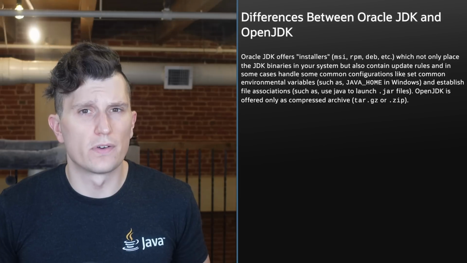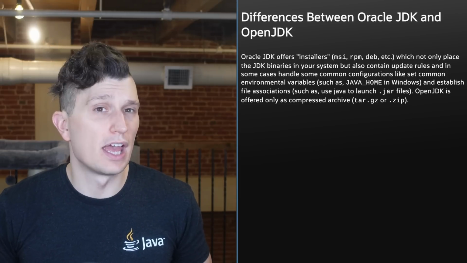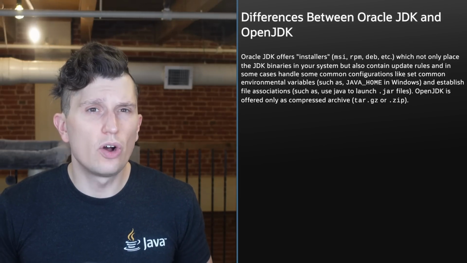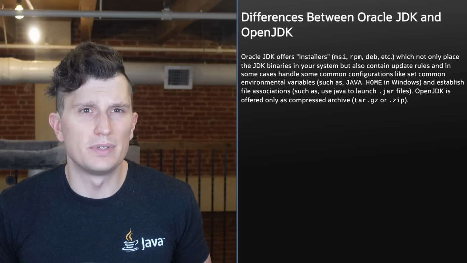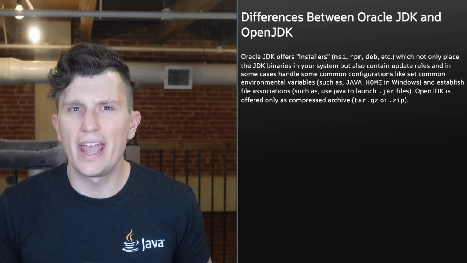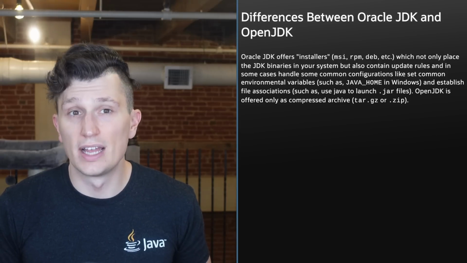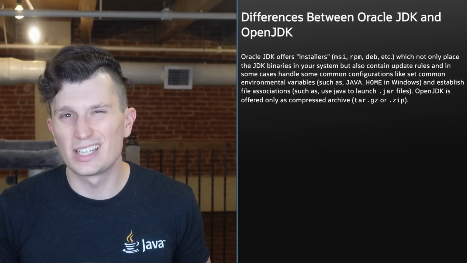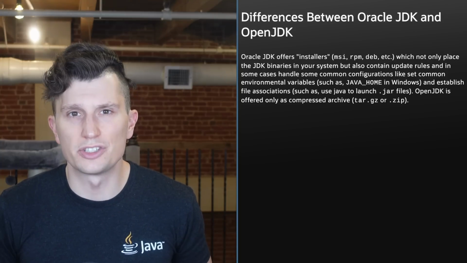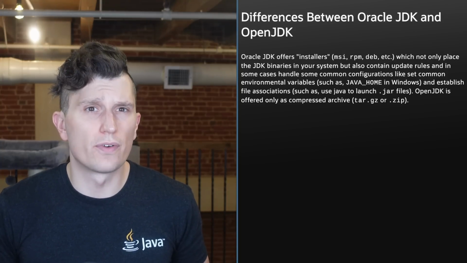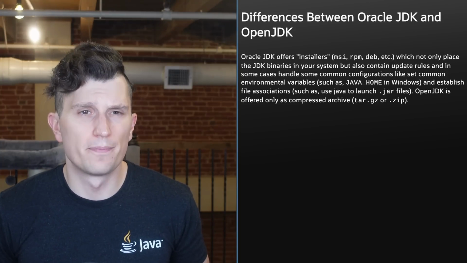Differences between the Oracle JDK and OpenJDK binaries try to be minimized, but there are a few. Oracle JDK offers installers, MSI, RPM, Deb, etc., which not only place the JDK binaries in your system, but also contain updates, rules, and in some cases handle some common configurations, like setting common environment variables such as JAVA_HOME in Windows and establishing file associations. OpenJDK is offered only as a compressed archive.